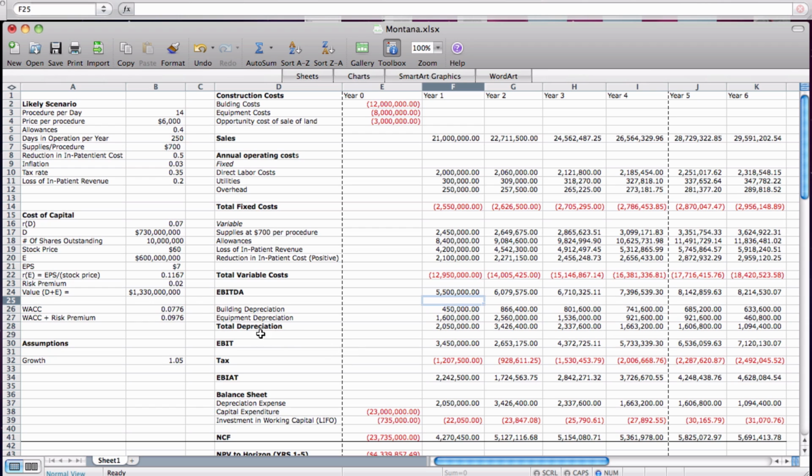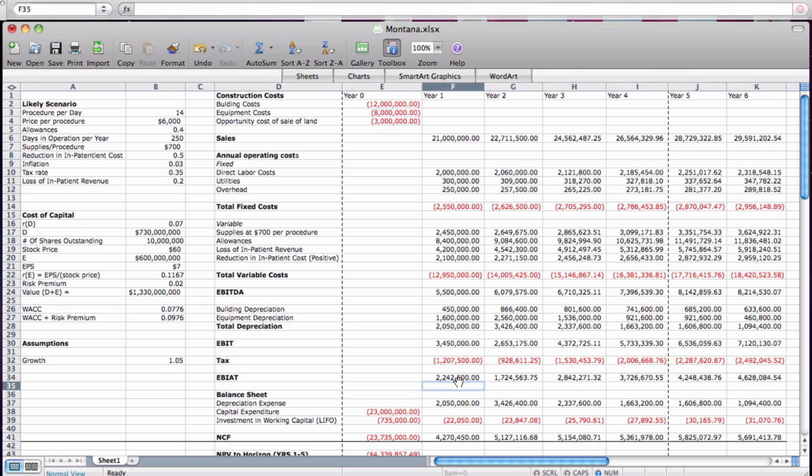Now you will have to check with the accounting department to determine what form of depreciation they use. Not all companies use straight line depreciation, as you can see here. And so our earnings before interest and taxes is simply our EBITDA minus our depreciation. And this will give you our tax amount, which is our EBIT times our tax rate. And now we have our earnings before interest and after taxes.